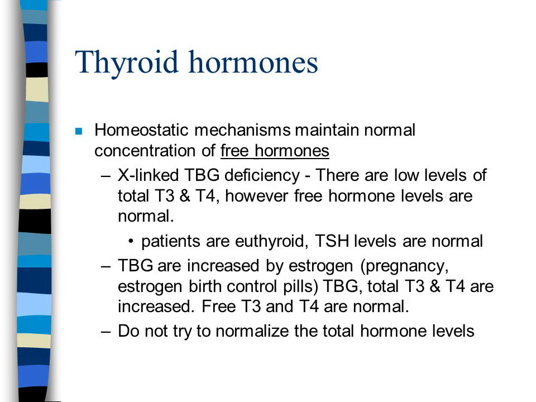Homeostatic mechanisms maintain normal concentration of free hormones. In X-linked TBG deficiency, there are low levels of total T3 and T4, however free hormone levels are normal. Patients are euthyroid, and TSH levels are normal. TBG is increased by estrogen, pregnancy, and estrogen birth control pills. Total T3 and T4 are increased, but free T3 and T4 are normal. Do not try to normalize the total hormone levels.